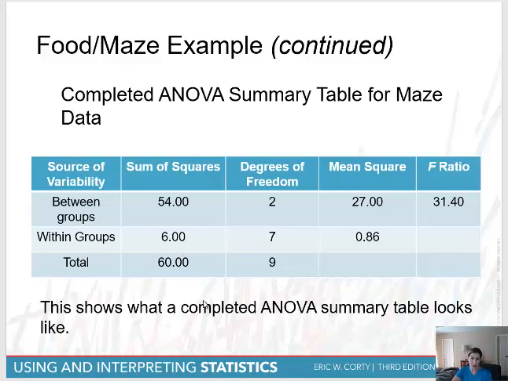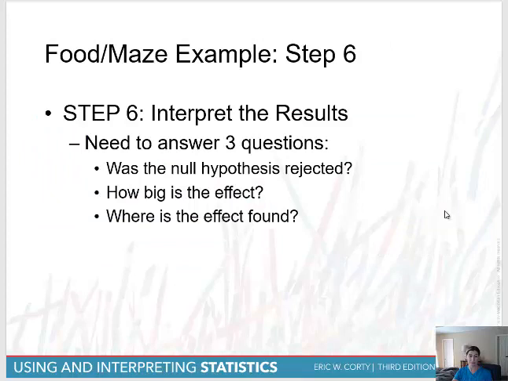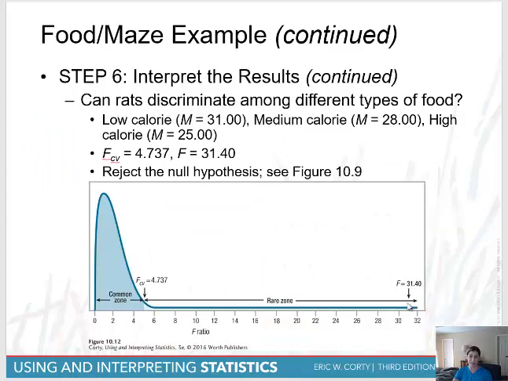And then you have the total here. I always fill this in, but it's not necessarily important when finding the value of f, because f is equal to the mean square between divided by the mean square within. So 27 divided by 0.86 is 31.40. So there's our observed value of f relative to our critical value of f. So clearly we reject the null.